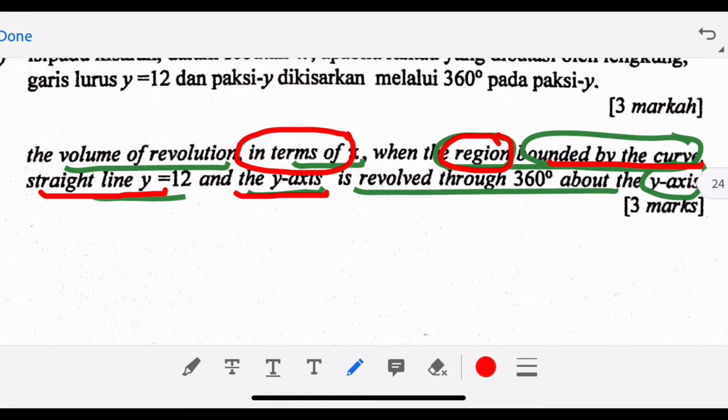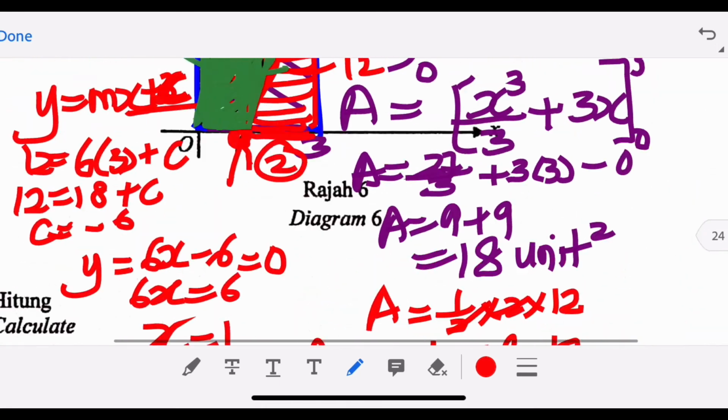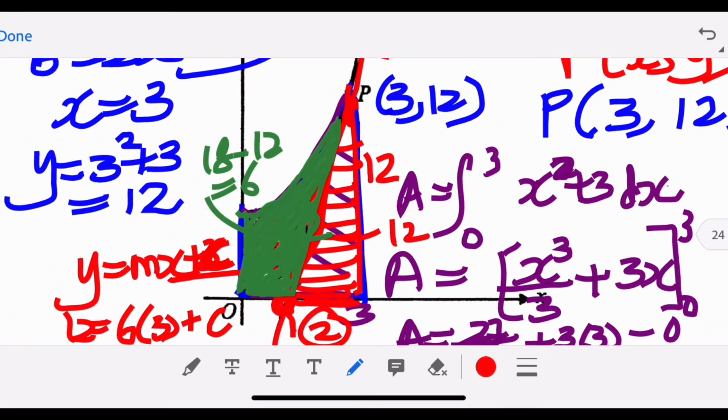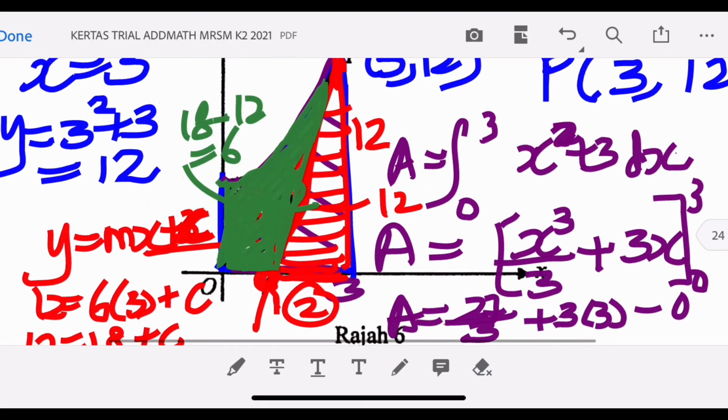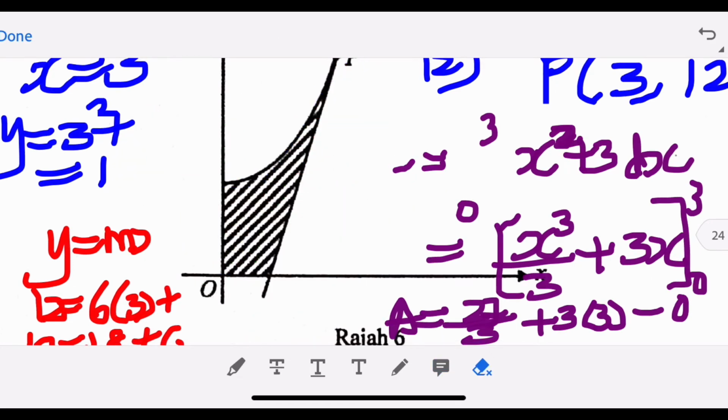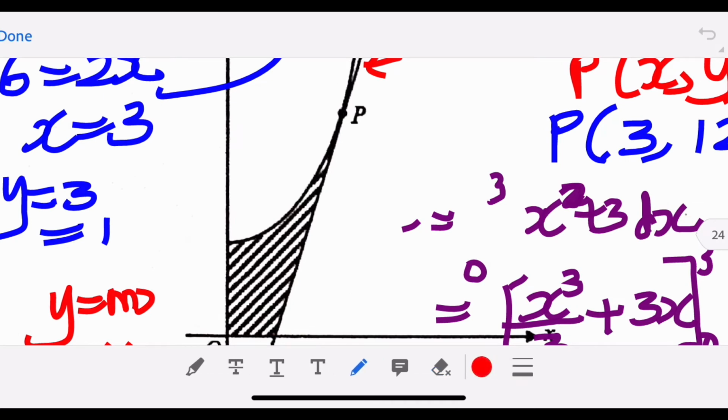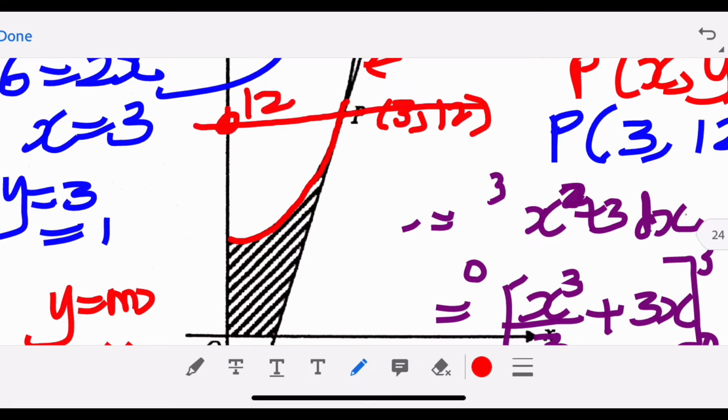So let's go to the diagram and see where is the region. The curve, straight line y equal to 12 and y-axis. Okay, so let's erase the curve, which is here. This is 3, 12. So y equal to 12 will be here. This is 12 because the coordinate here is 12. And the y-axis, see or not? You need to highlight the area or the region.